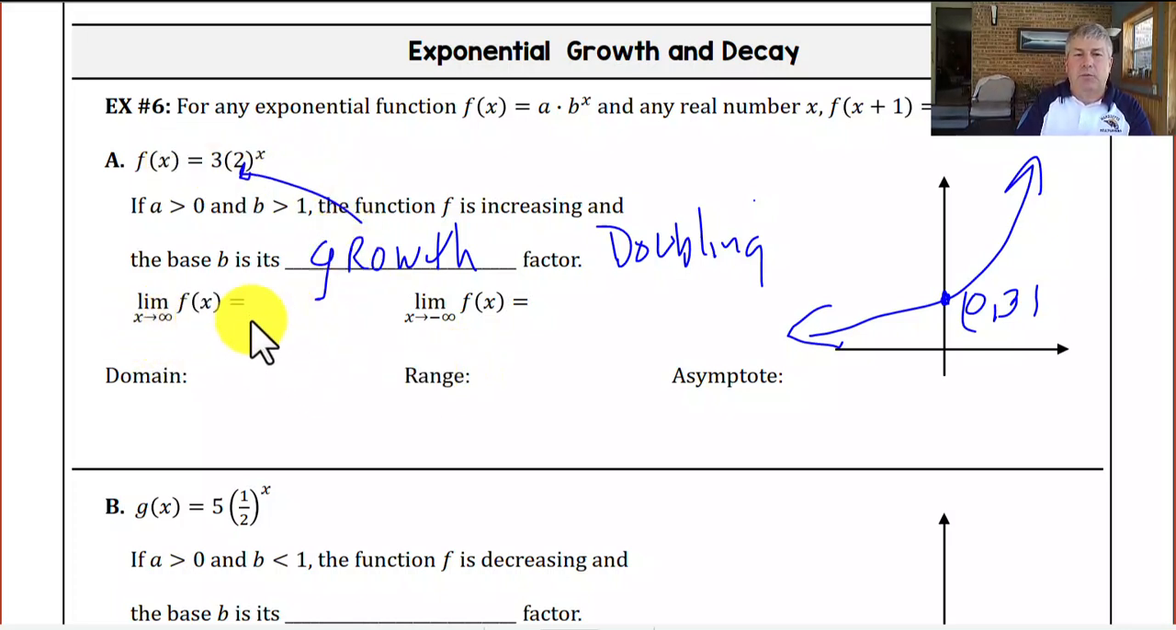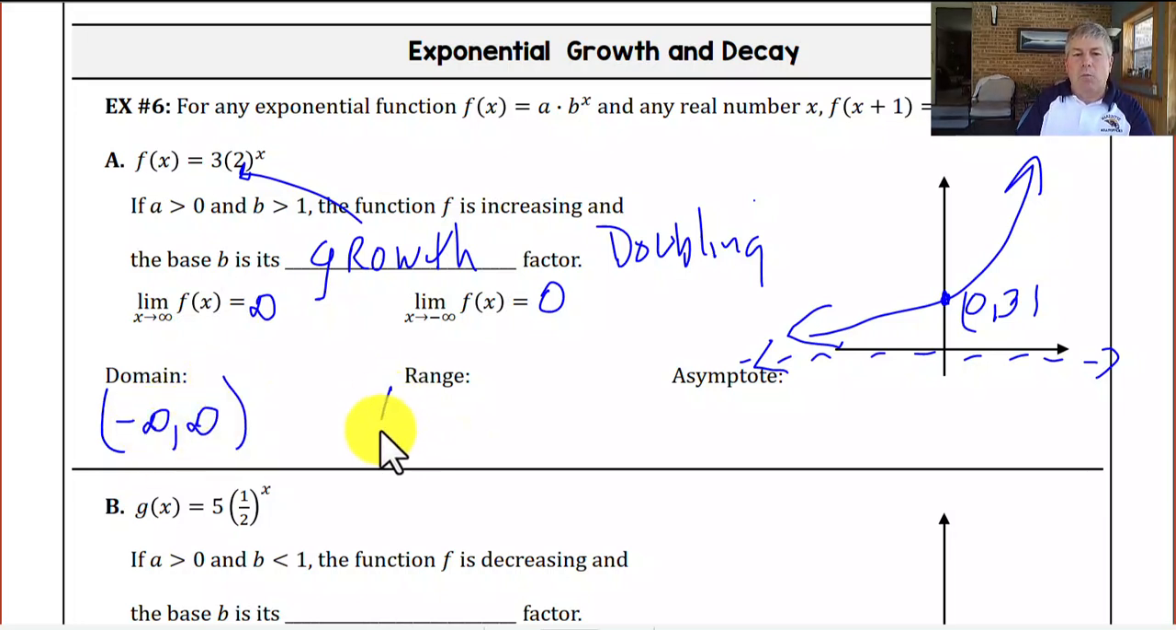As x approaches infinity, the limit, we're going to positive infinity, and as x goes to negative infinity, our y's go to 0. That's our horizontal asymptote. So our domain is all real numbers from negative infinity to infinity. Our range, our outputs, are going to be from 0 to positive infinity, and our horizontal asymptote is at y equals 0.